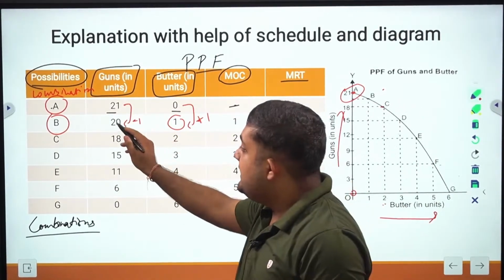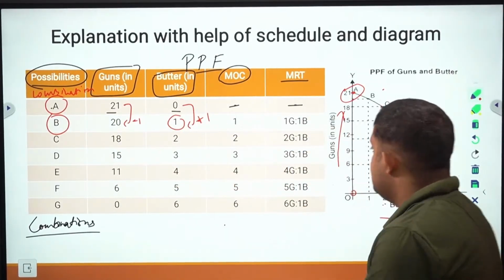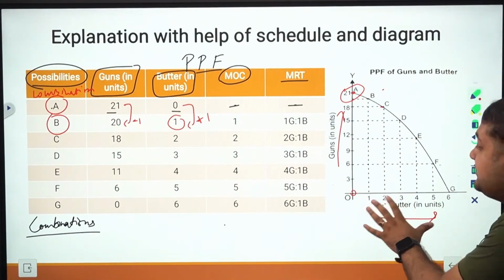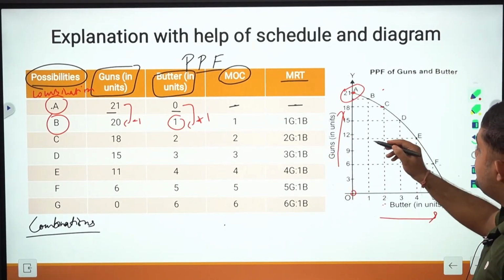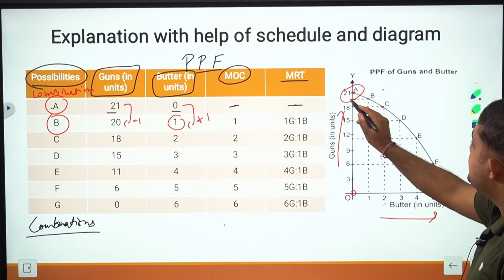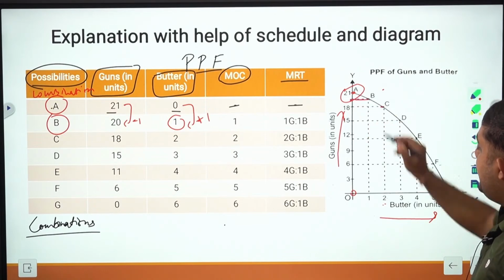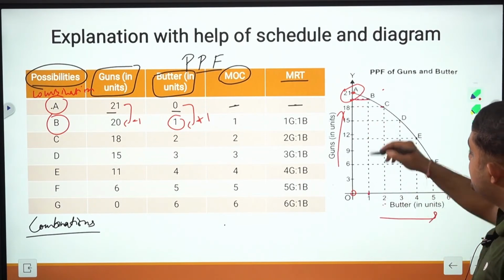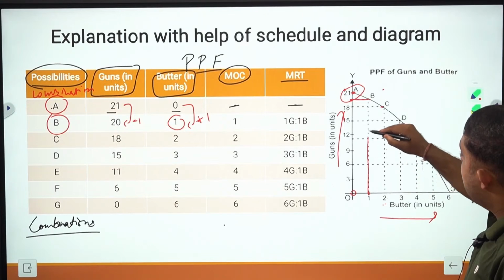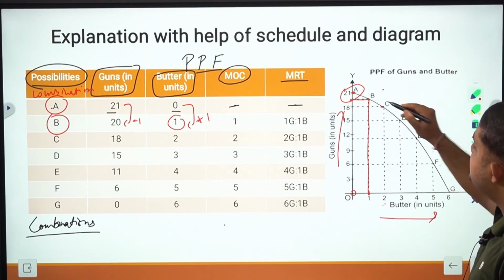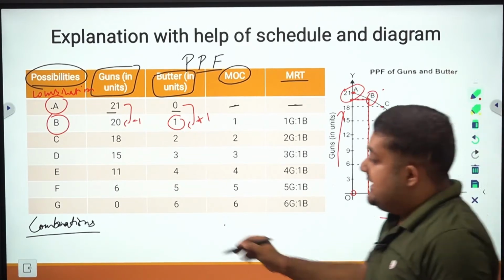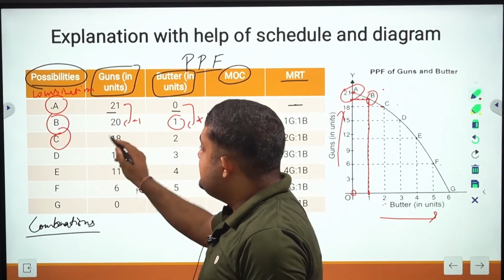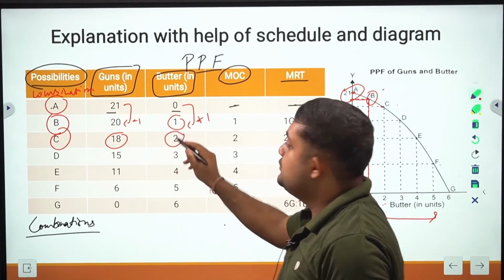So here guns become 20 and butter becomes 1. Just locate it in the diagram. In combination B, guns is 20 and butter is 1, so this is the line and here it meets, this is the point B. Clear?